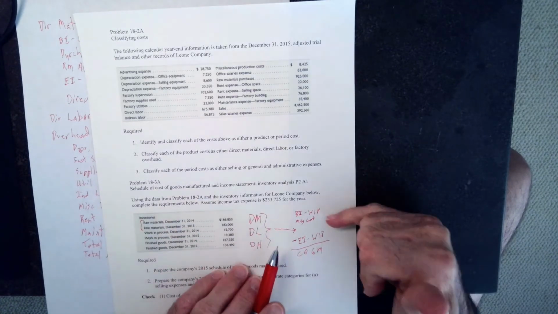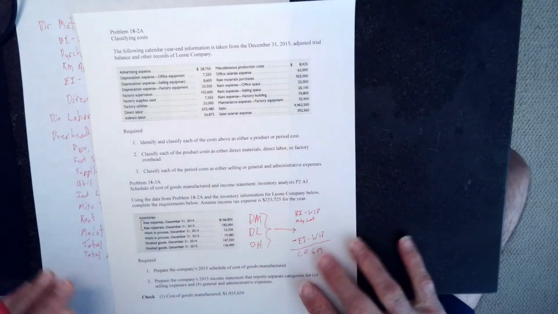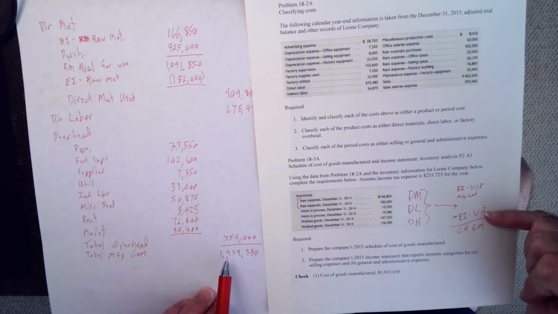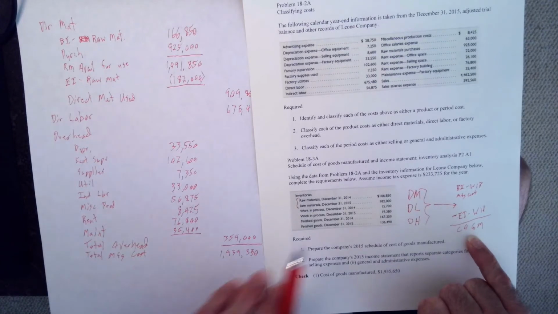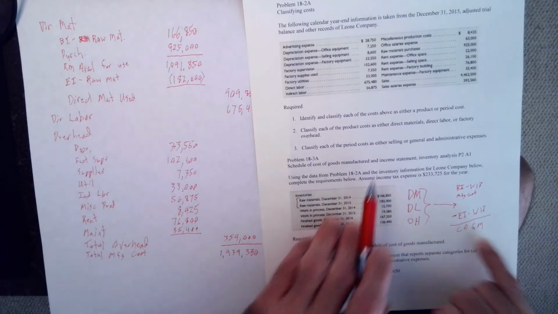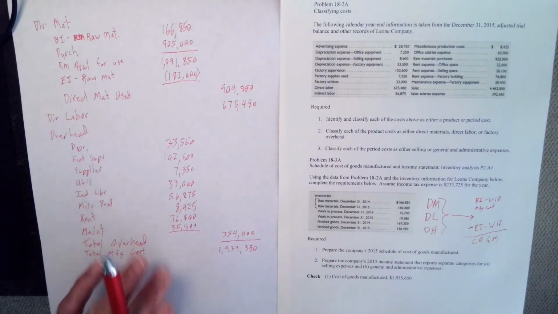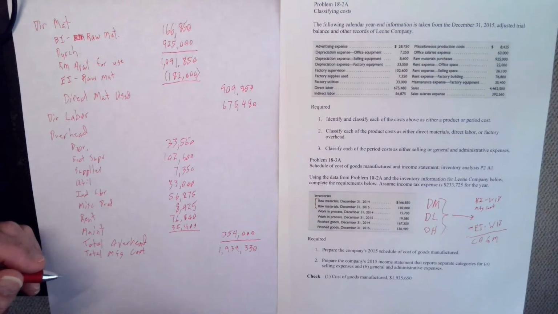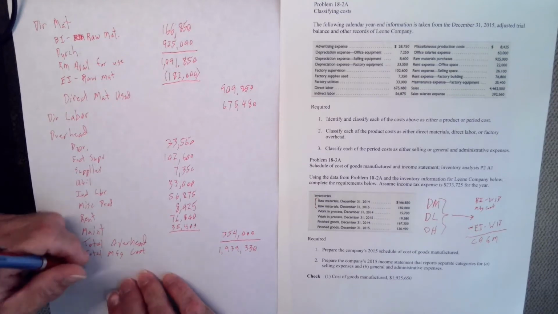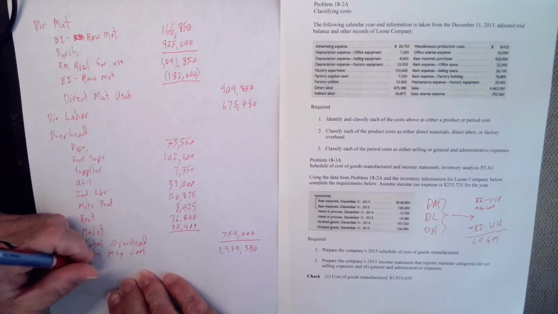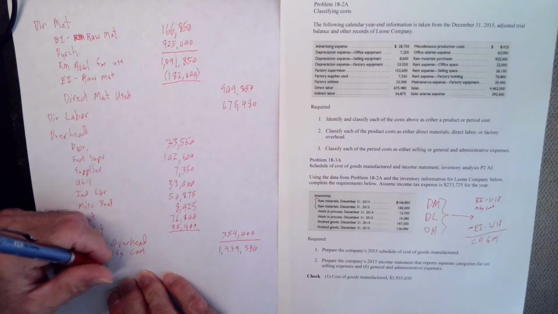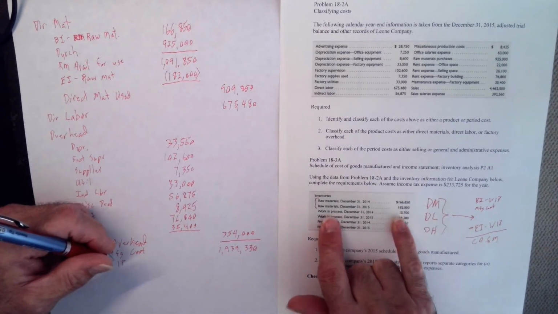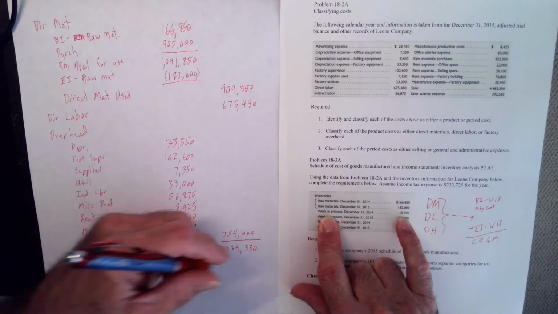So I have to have beginning work in process. I add in my manufacturing costs. That's this number right here. I subtract my ending inventory for work in process to come up with cost of goods manufactured, and boom, there it is right there, folks. Okay, so let's start with beginning inventory for work in process. And that number is going to be right here, work in process, 15,700.